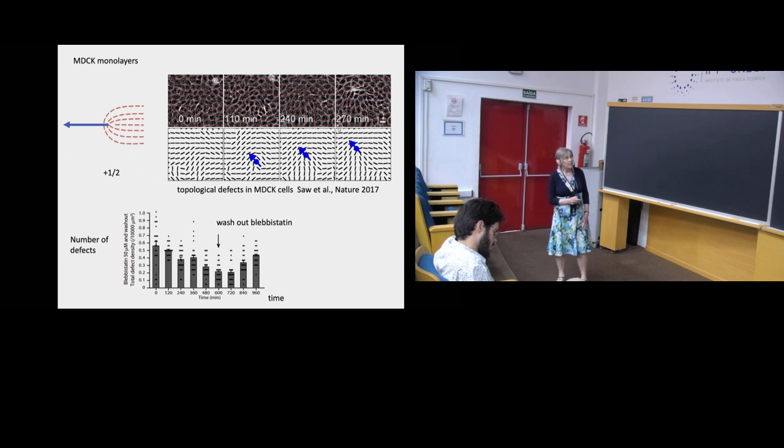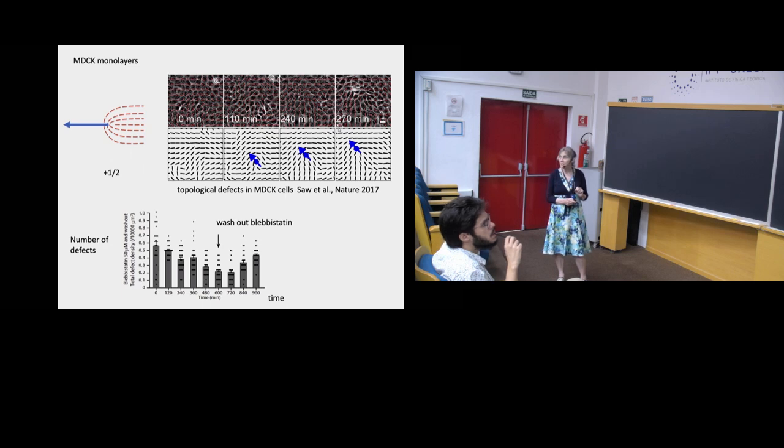My experimentalist colleagues, in particular Thuan Beng Sor, and this was in Benoit Ladoux's group, led the experiments here. What they did is at time t equals 0, they added blebbistatin to the cell layer. So blebbistatin is a sleeping pill for cells. It stops them moving. So they change from an active nematic to a passive nematic. So what happens is that the defects annihilate out, just like they would in a passive system, and the number of defects decreases.